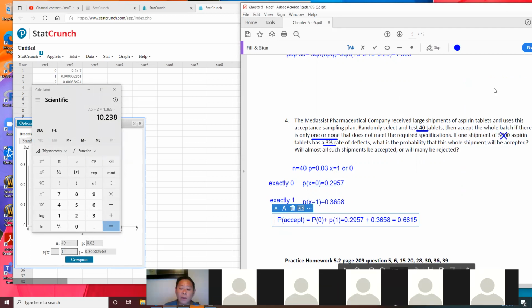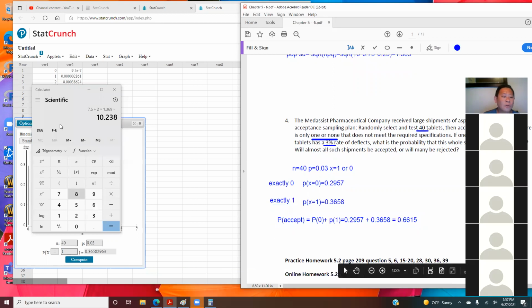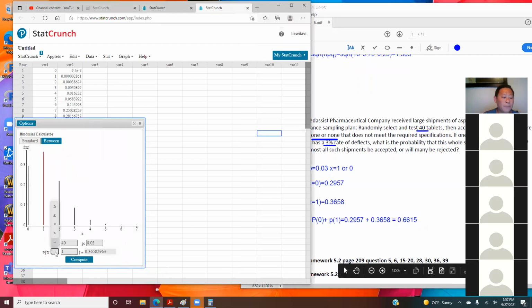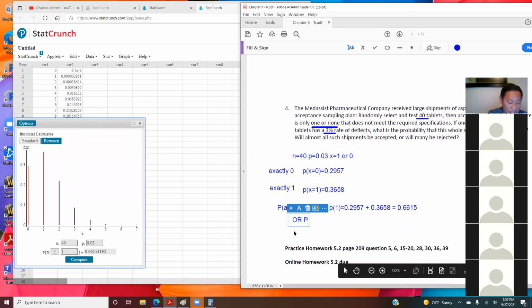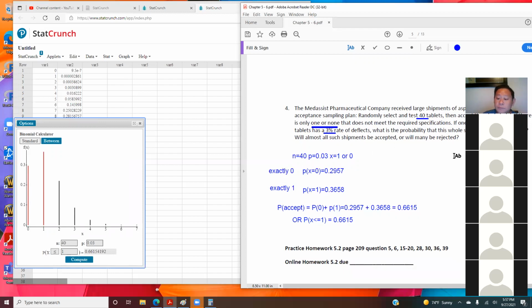Now, if you do not want to do this, you can also use less than or equal to 1. See that? Or you can do P(X) less than or equal to 1, which is the same thing as 0 and 1 added together, and you still get the same answer, 0.6615. See that? So last time I used exactly, but you can use less than or equal to. This is the same thing, okay?